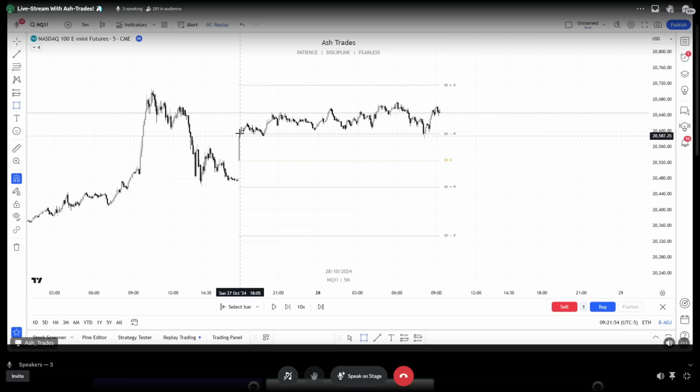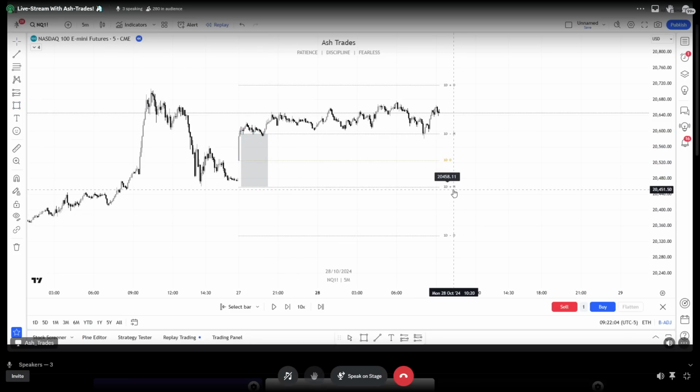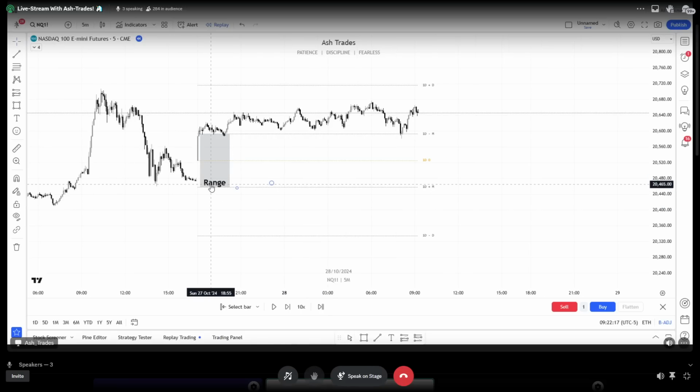The range is always, oh, I have the magnet button on. There you go. The range is always going to be your manipulation level to your manipulation level. This is what we will define as the range. Okay? Step one is defining the range.